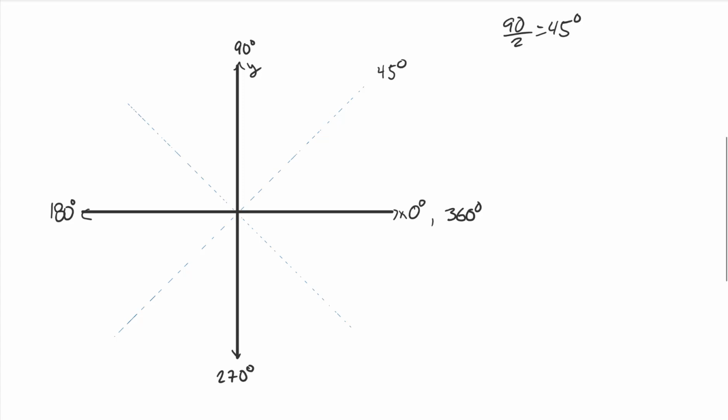And then what's 90 plus 45? That's 135 degrees. Now 135 plus another 45 is equal to 180. And we're going to keep playing this game, just 45 degree angles, because half a right angle, half of 90, is 45. So what's 180 plus 45?